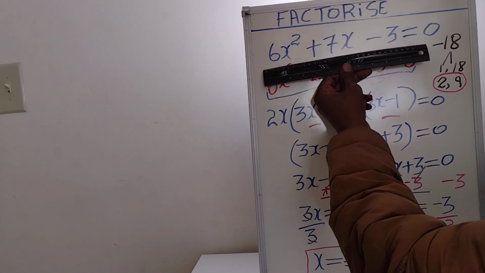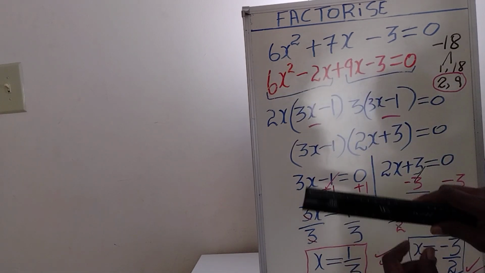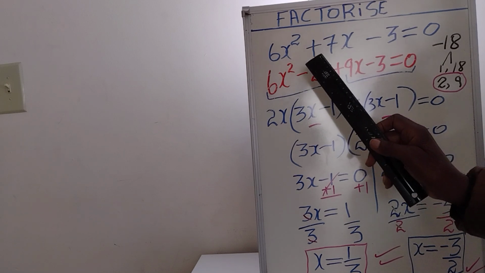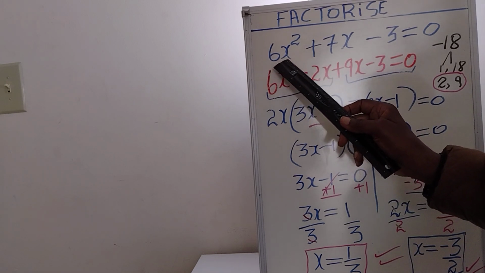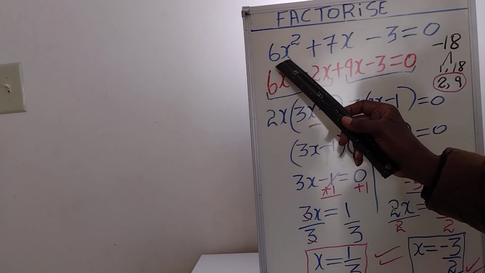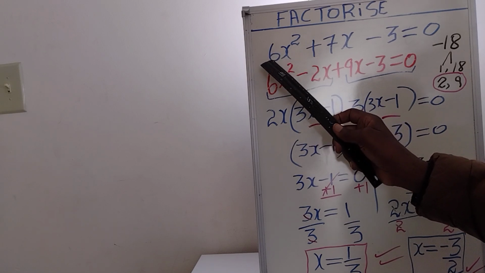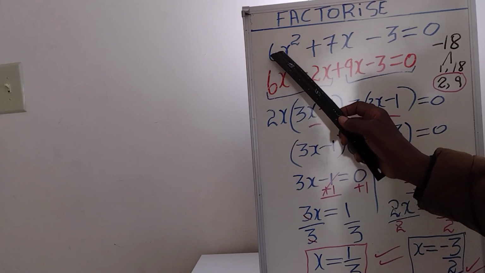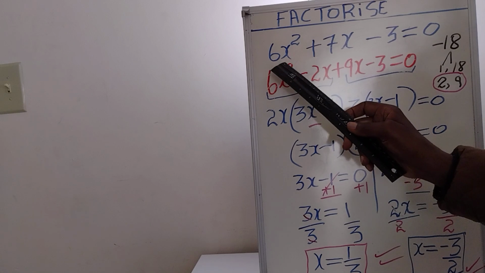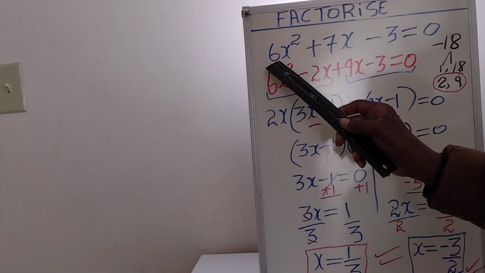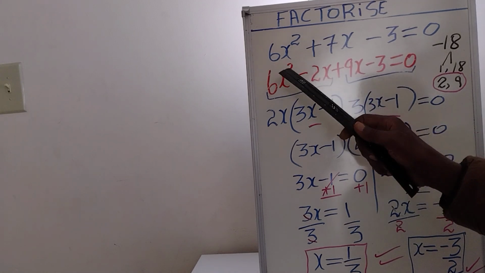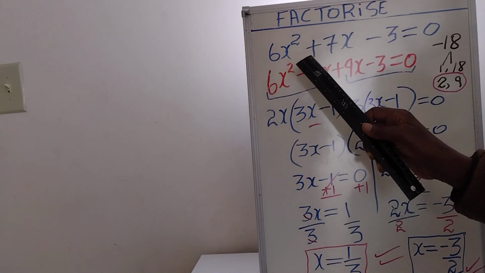Now, how we factorize this is totally different from the other way we are factorizing. Why? Because the coefficient of x squared is 6. What is the coefficient? The coefficient is the number which is in front of x squared. So in this case, what we can do is use what we call the AC method.